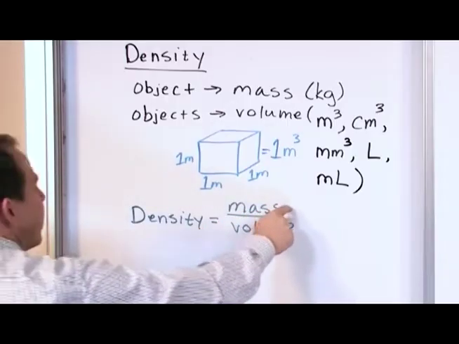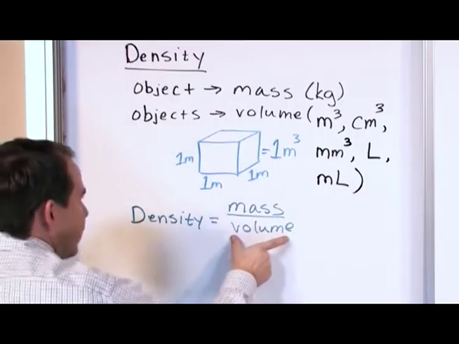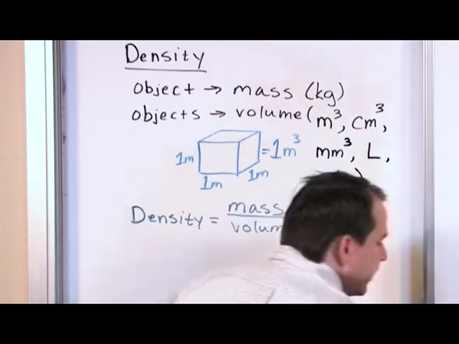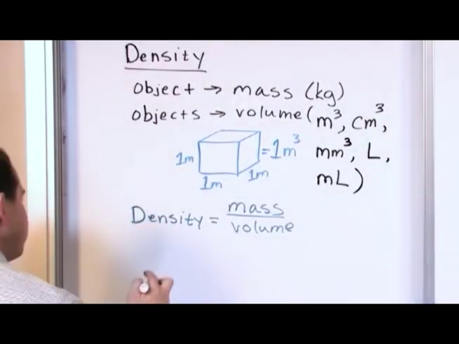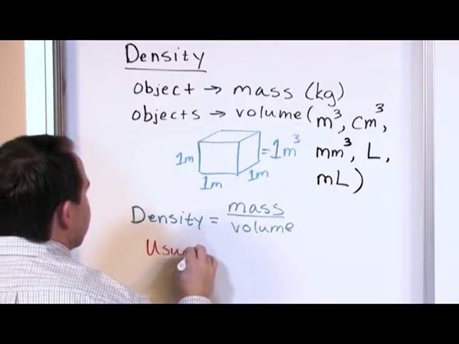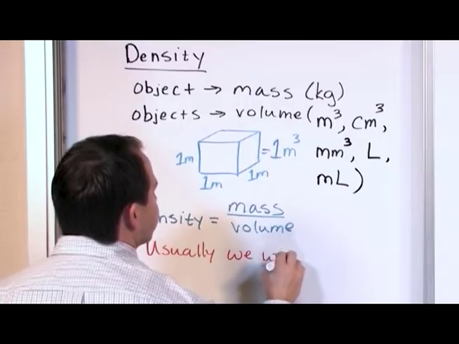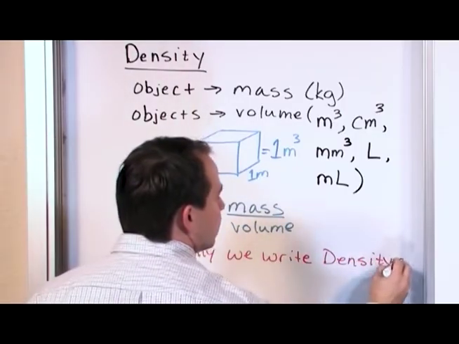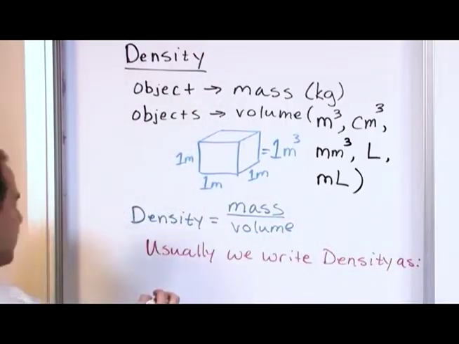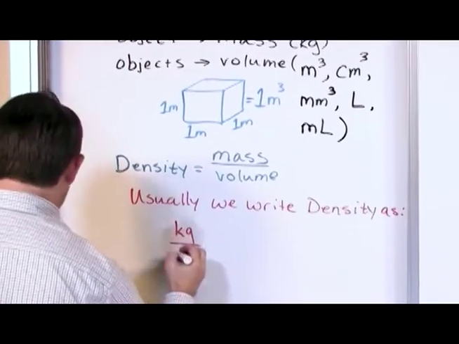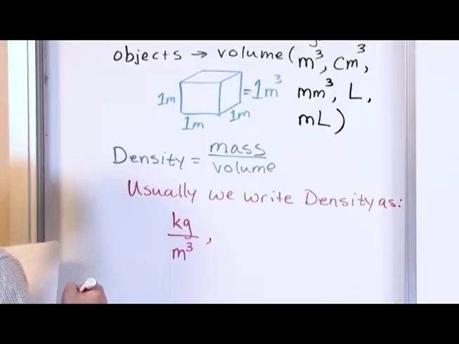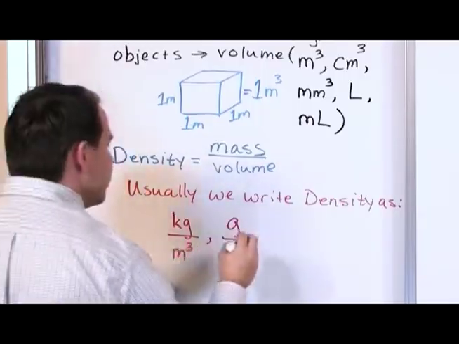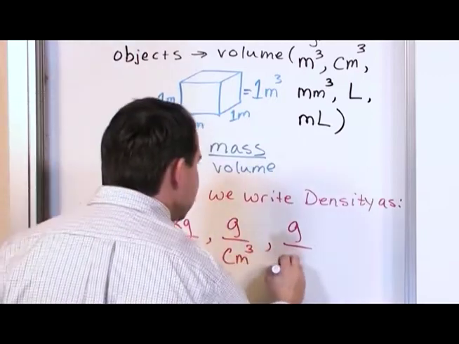So that's basically what these units mean. So when we take the mass in kilograms or grams or whatever, and we divide by the volume in any of these valid units of volume, then what we're going to end up with is what we're calling density. Now the units of density, usually we write the density as just a couple of examples. We might measure it in kilograms per cubic meter. Okay, we might measure it in grams per cubic centimeter. We might measure it in grams per milliliter.